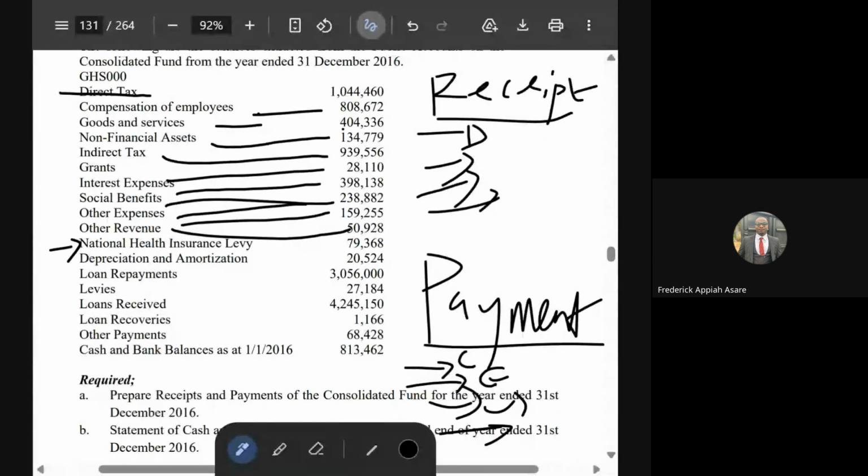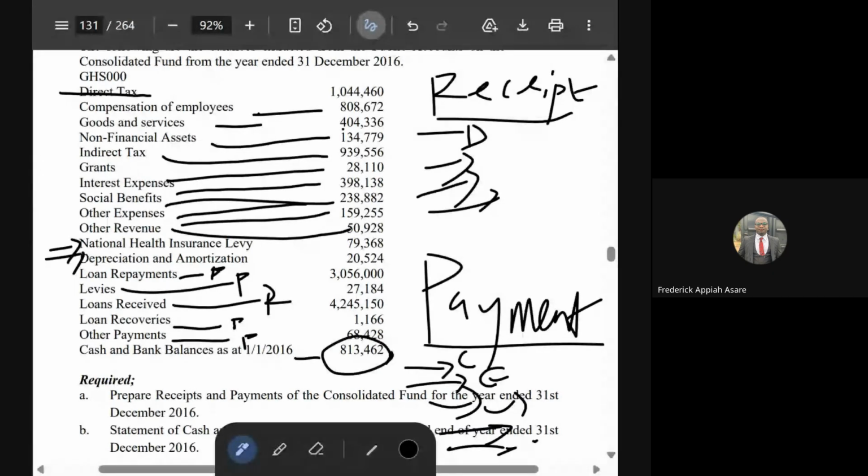National health insurance levy will come under payment. Depreciation and amortization will come under payment. Loan repayments will come under payment. Levies will come under payment. Loan receipt will come under receipt. Loan recoverables will come under payment. Other payments will come under payment. Then cash.